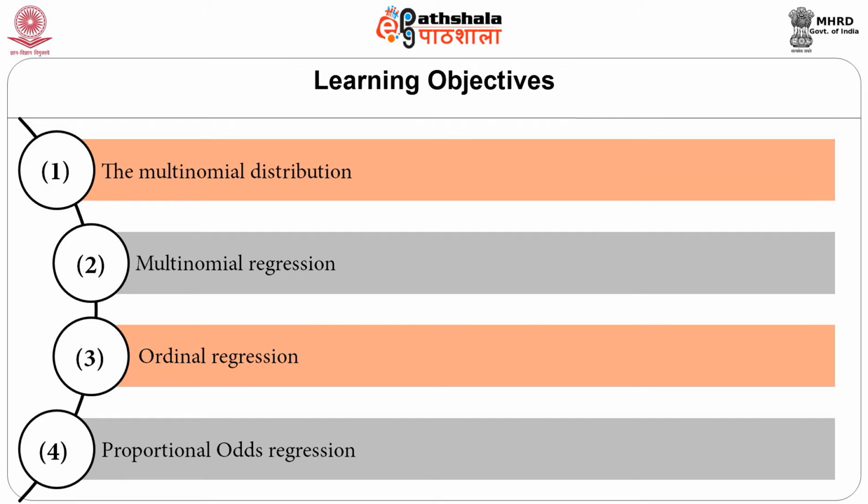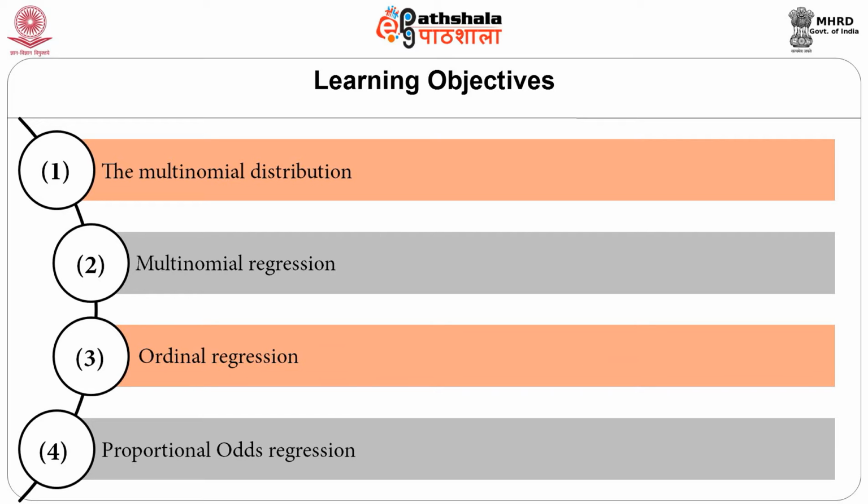Learning objectives for this module. We will first define the multinomial distribution, which is a generalization of the binomial distribution. Next, we will define the concept of multinomial regression, which is an application of regression analysis to the case where the outcome is distributed as a multinomial family.